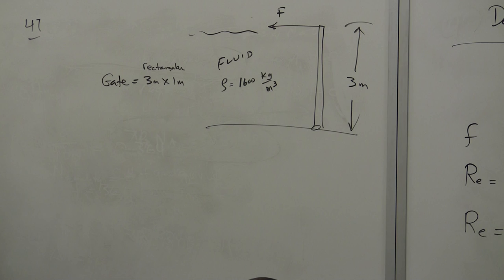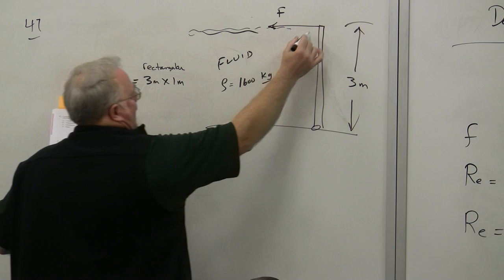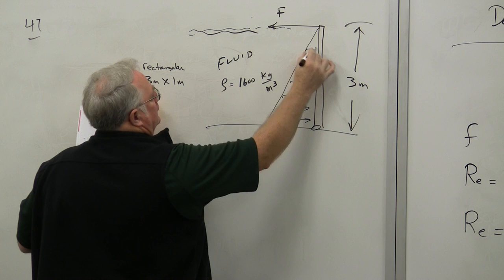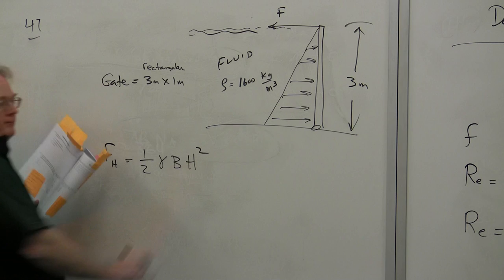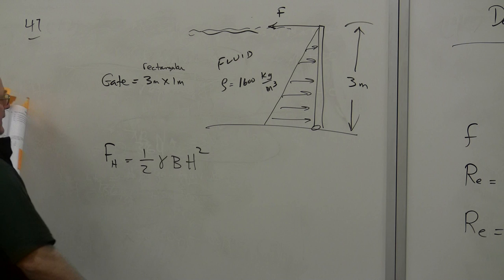Okay, so what we're going to do here, since the fluid is all the way to the top of the gate, we'll just have a triangular pressure distribution, right? Okay, and the force is what? That's called F_H. 1/2 gamma B H squared. Did I remember that right? 1/2 gamma B H squared. Got me down here, so might as well just look at it.